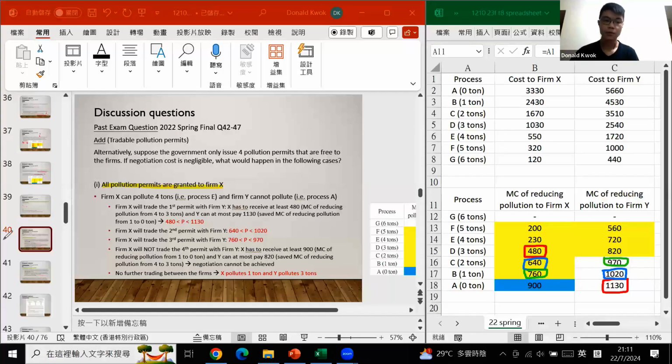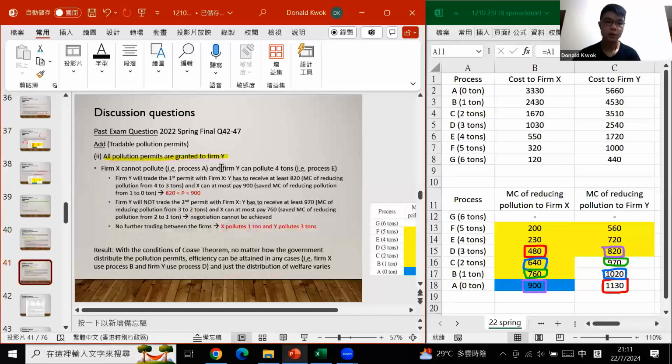but not the fourth pollution permit, because firm X has to receive at least $900, while firm Y is willing to pay at most $820 for trading the fourth pollution permit. So they cannot reach an agreement to trade for this unit. Ultimately, firm X will have 1 pollution permit remaining, and firm Y has 3 pollution permits. This is why firm X will be using process B, while firm Y is using process D. So this is the first scenario.